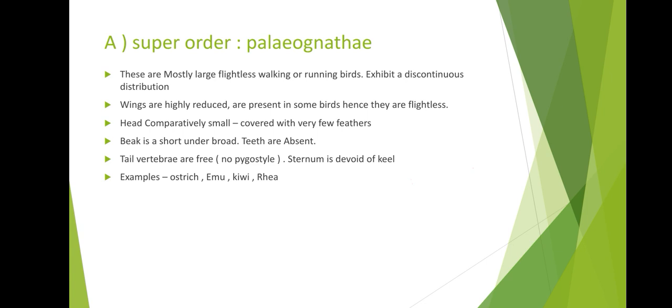Teeth are absent. Tail vertebrae are free. The sternum is devoid of a keel. Examples for the order Paleognathae are ostrich, emu, kiwi, and rhea. The superorder Paleognathae consists of flightless birds. These are not present all over the world. They are present in some countries. That's why they exhibit a discontinuous distribution.